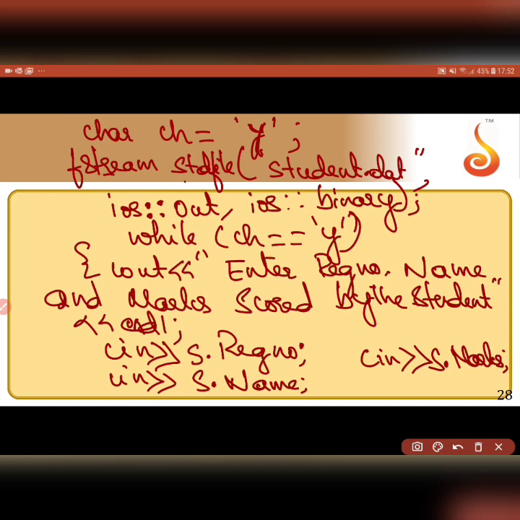So, what I did, I opened a file in the out mode and in the binary mode, and then I asked the user to enter the details, and I have taken in the details. Now, I need to write this to the file in a binary format. Fine. So, how do I do that?